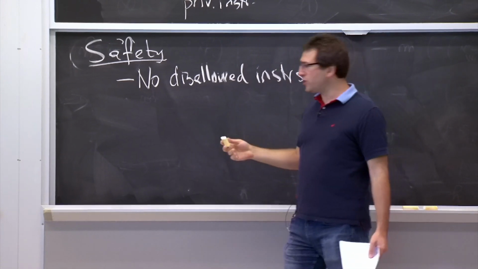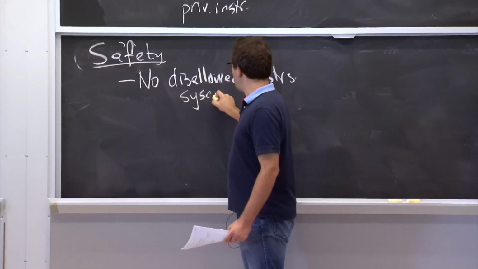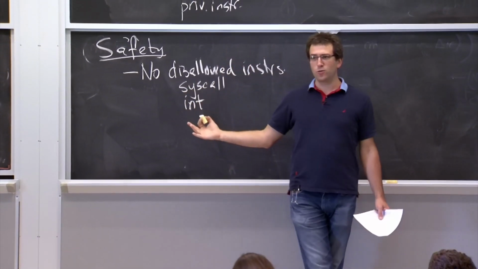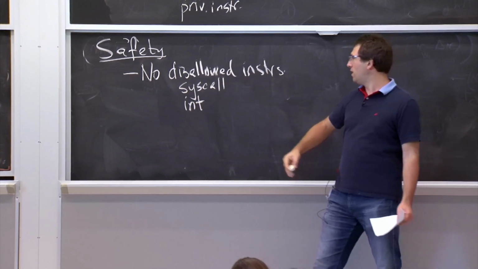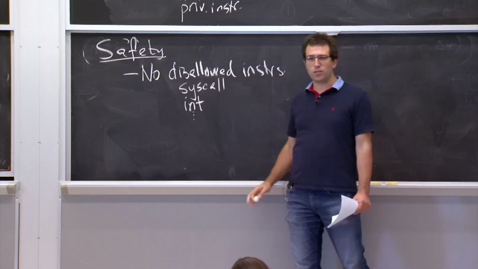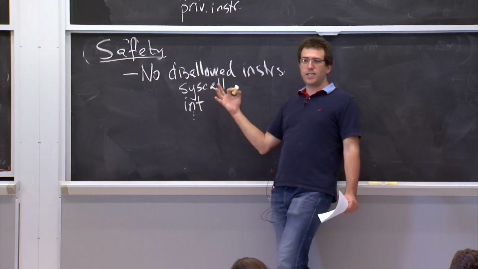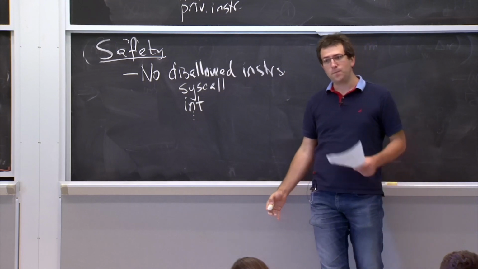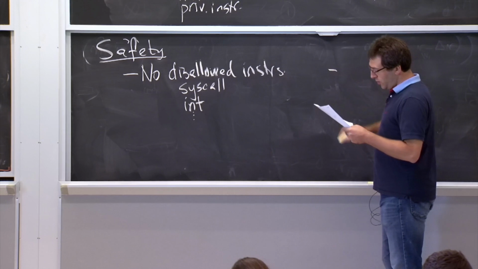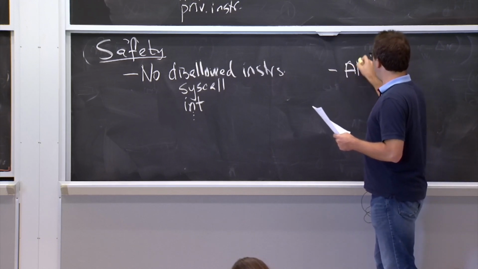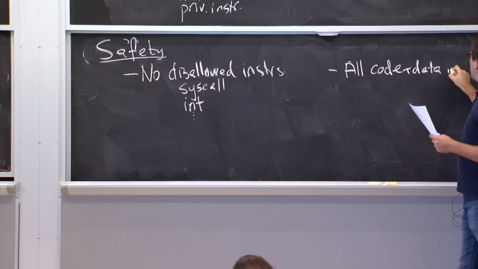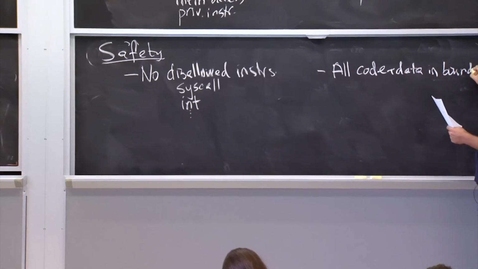And these disallowed instructions are things like system calls, or triggering an interrupt, which is another mechanism on x86 to jump into the kernel and invoke a system call, and probably other privileged instructions that would allow you to escape out of the sandbox. We'll look a little bit more later at what instructions could actually let you jump out of a sandbox. And in addition to this no-disallowed-instructions rule, they also want to make sure that all code and data accesses are in bounds for the module.